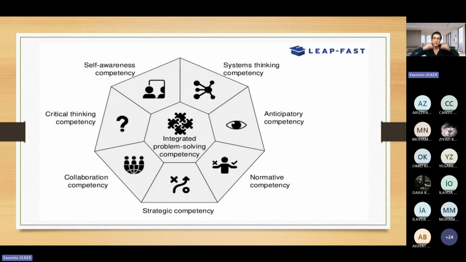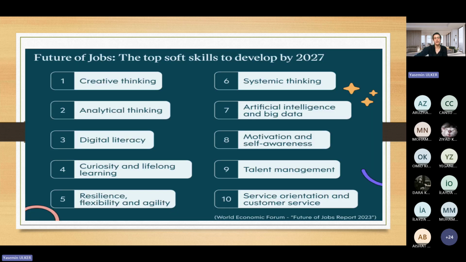So one of the biggest skills you should have is problem solving skills, through what? Through system thinking, anticipatory competency, normative competency, strategic competency, collaboration competency, critical thinking, self-awareness. I keep saying, that's why I keep pointing at you. Guys, please be self-aware, please. I will come to that part. I am going to explain it here. Look, yeah, here. Okay.